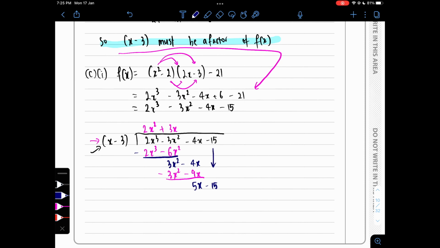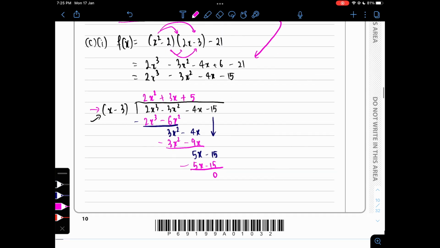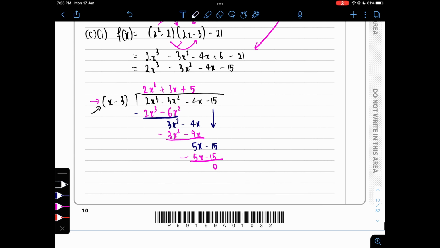And so how do we get this 5x minus 15? Obviously, we just multiply by 5. So we get 5x minus 15 equals 0. So when you take away, obviously, the same terms, when you subtract them, we get 0. So that means f of x can be factorized as x minus 3, 2x squared plus 3x plus 5.